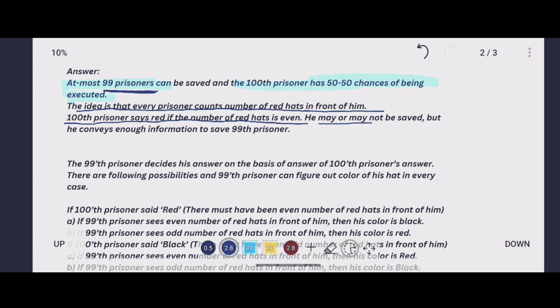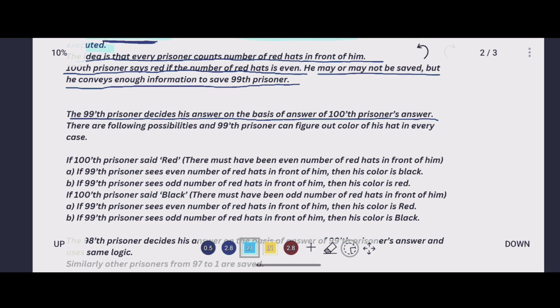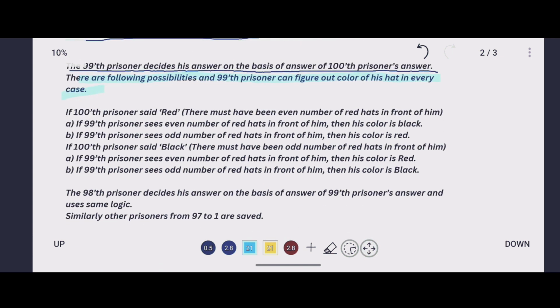So he may or may not be saved, but he conveys enough information to save the 99th prisoner. Now the 99th prisoner decides his answer on the basis of the 100th prisoner's answer. Okay, how? Let's take a look at that. There are the following possibilities, and the 99th prisoner can figure out the color of his head in every case. So what could be the possibilities?